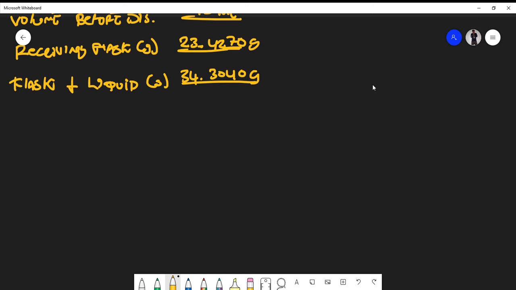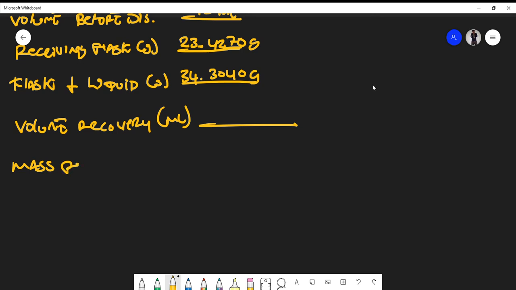Now, what about the volume recovered? You must measure the volume recovered. And this is actually something we calculate, and I'm going to get to this in a minute. The volume recovered is usually in milliliters. We're going to leave that blank for a minute. How about the mass recovered? That's going to be in grams, and we're going to leave that for calculation purposes.